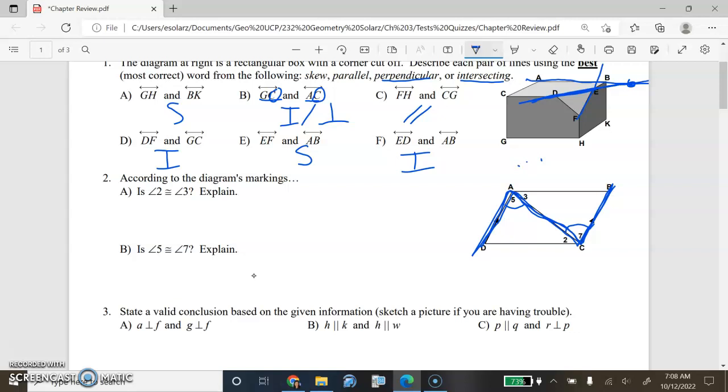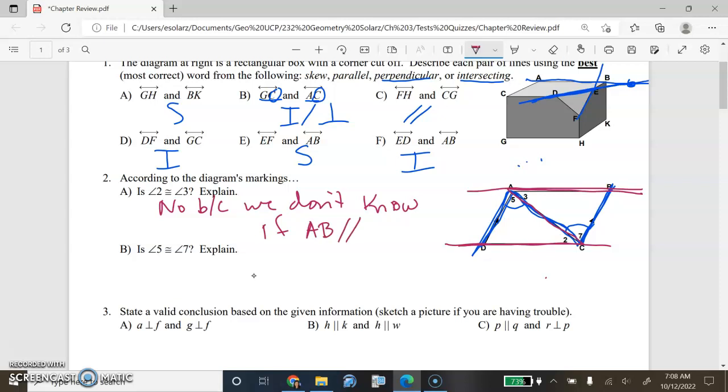We cannot say the same thing for angles 2 and 3 because those are alternate interior angles in between lines AB and DC, which we don't know are parallel. So we cannot say that. That would be no, because we don't know if AB is parallel to DC. If we did, then we could say that those were congruent because they're alternate interior angles with parallel lines, but we don't know if this line is parallel to this line, so we can't say that these alternate interior angles are congruent to each other or not.